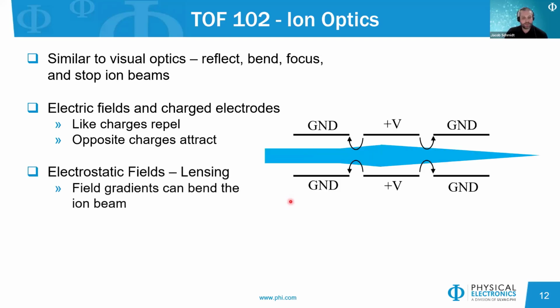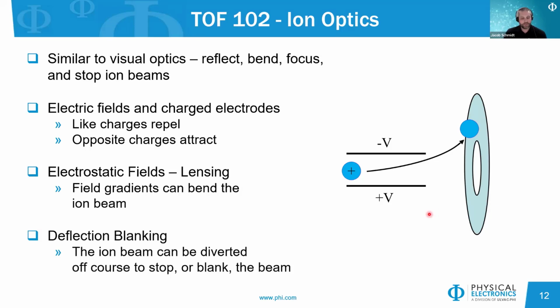We can also use electrostatic fields to create lensing effects. This is an example of an Einzel lens, which has a different voltage potential on two adjacent plates. This creates an electrostatic field between those two plates, and that field will interact with the ion beam. In this case, the first electric field will widen the beam, and the second electric field will then refocus the beam into a focal point.